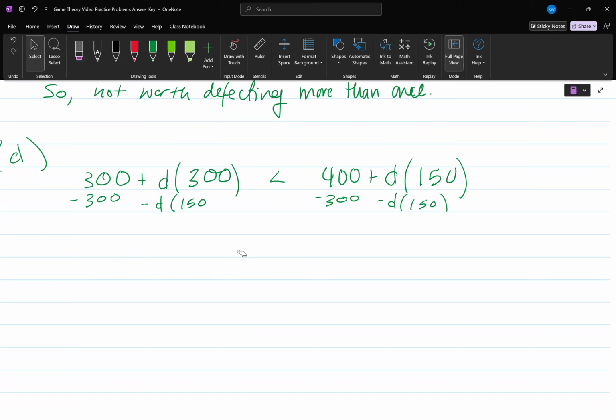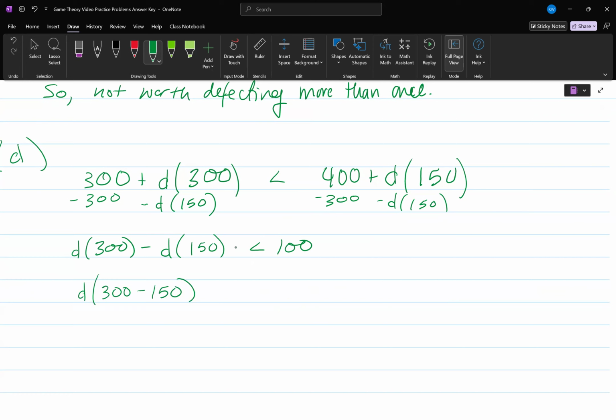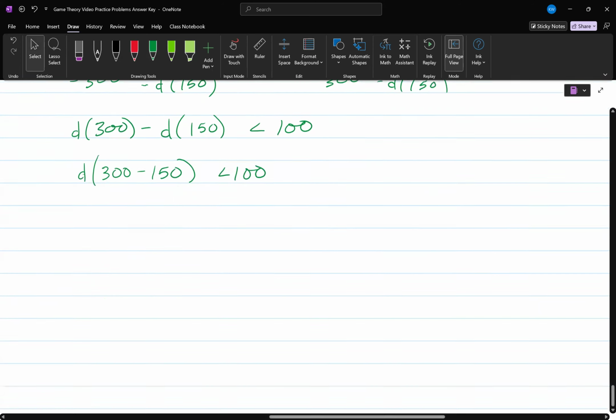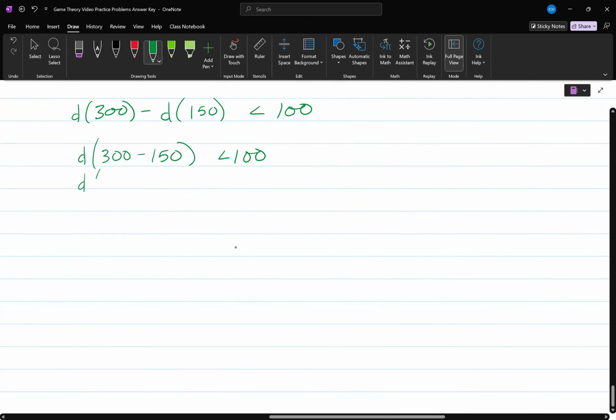That's going to give us the discount rate times 300 minus the discount rate times 150 less than 100. Again, the discount rate's modifying both 300 and 150, so I can pull it out. So we have the discount rate times 300 minus 150, and that's less than 100. So that discount rate now is times 150.